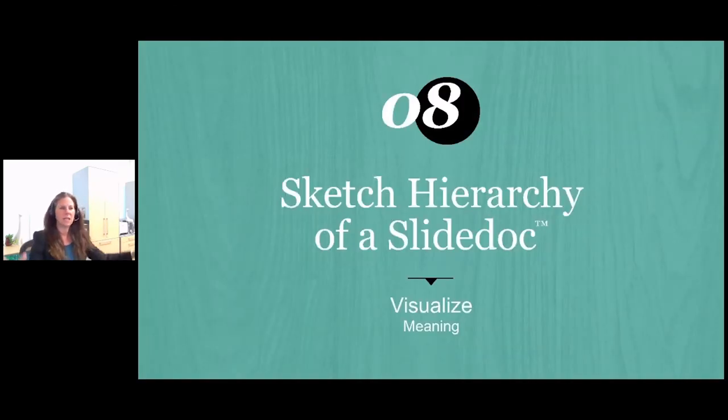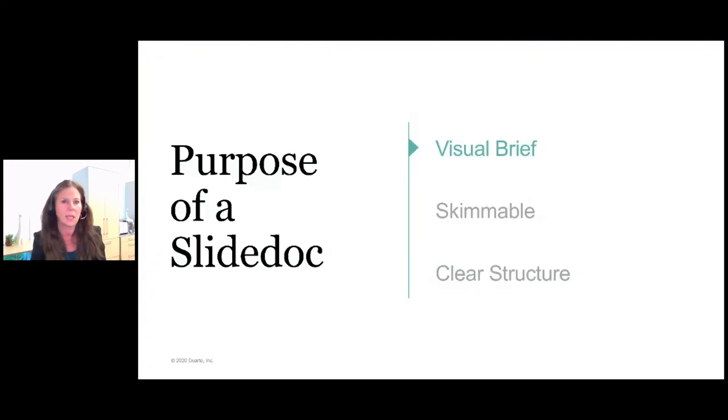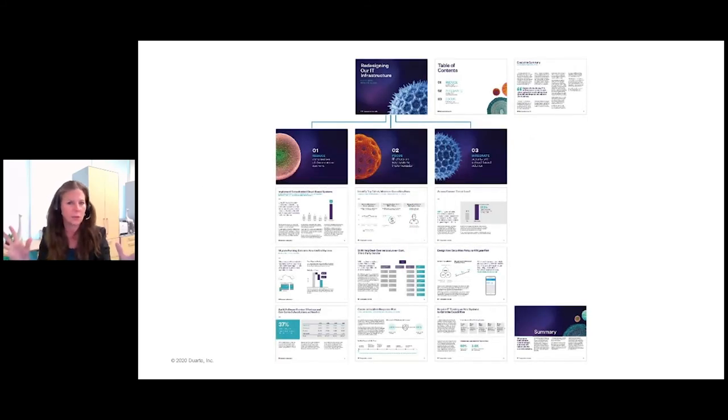And then ultimately, you're going to take everything and put it together in a hierarchy of a document made in presentation software. We call it a slide doc. The purpose of a slide doc is it's a visual brief that's very skimmable, has a really clear structure. And this is an example of one that we made. This is from an IT person at a company proposing a recommendation about redesigning their IT infrastructure. So you could see it has a big idea, table of contents, an executive summary off to the right, and then it's supported by three big sections with supporting points over those sections.